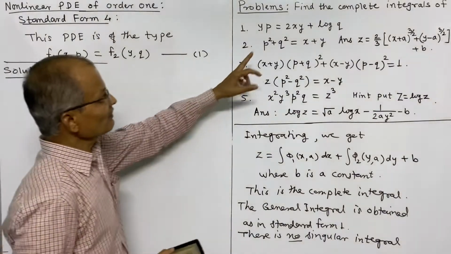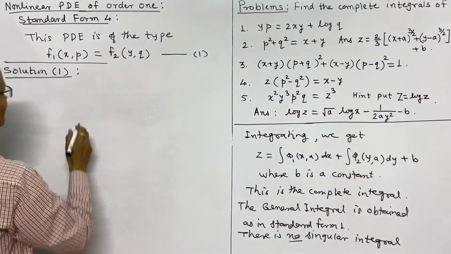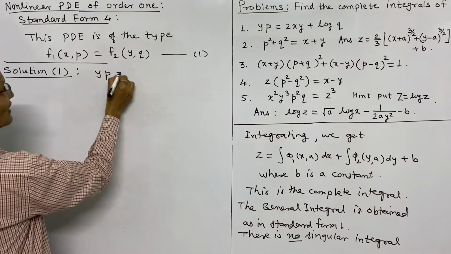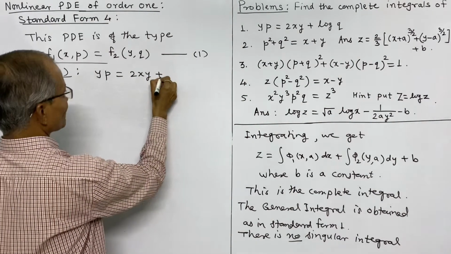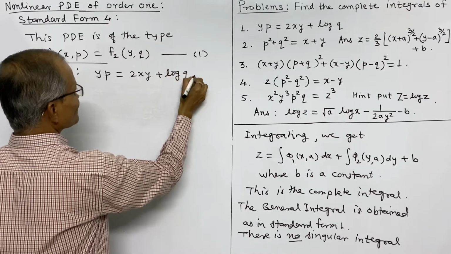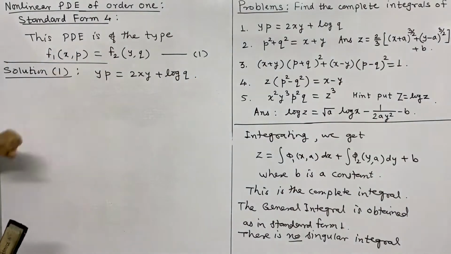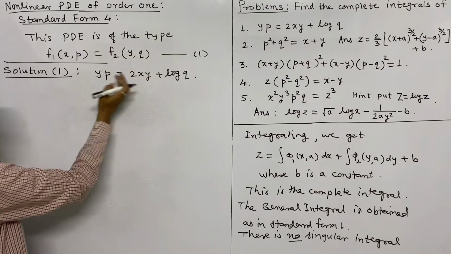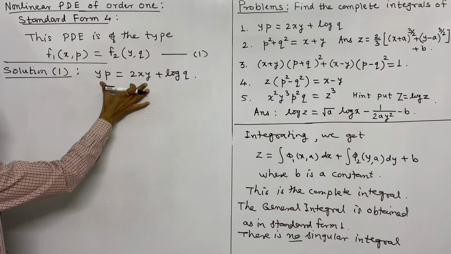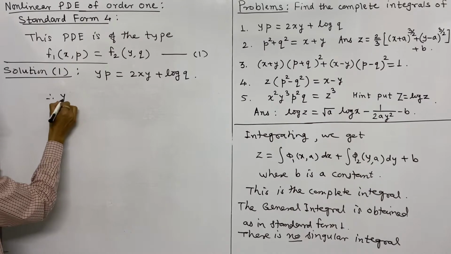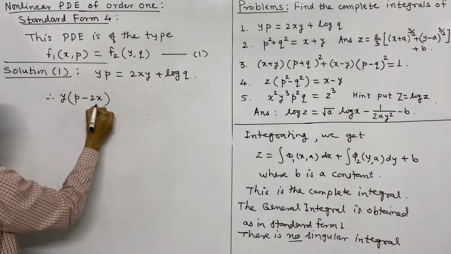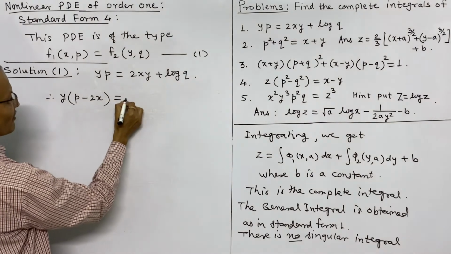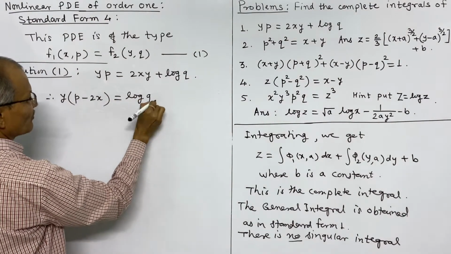The given partial differential equation is this one: y into p is equal to 2x into y plus log q. Now see, we have to write this equation in this form: function of x and p. So for that purpose, we shift this term on this side and take y common. So that is y, and in bracket what remains? p minus 2x, and the other side remains log q.